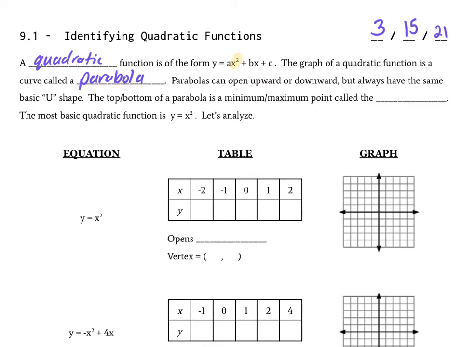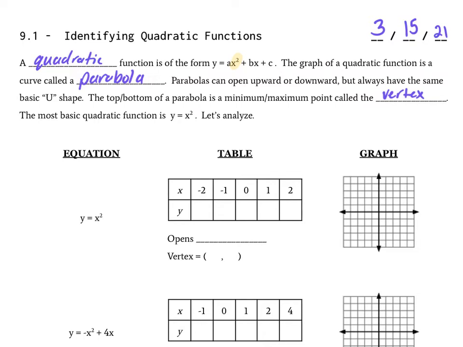Parabolas can open upwards or downwards, but they always have the same basic U shape. So if you hear us say U-shaped curve, we are talking about a parabola. Now there's a very important point on each parabola. It's either at the very top or the very bottom of the parabola. It's called a minimum or a maximum. It is also called the vertex. You can think of that like the branching point of where the graph starts.